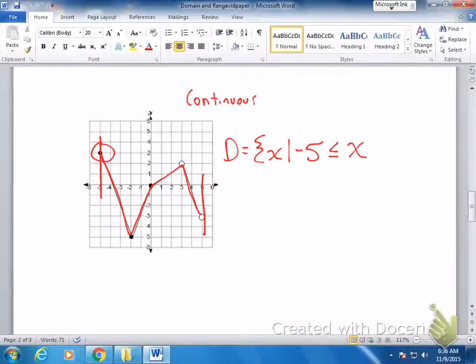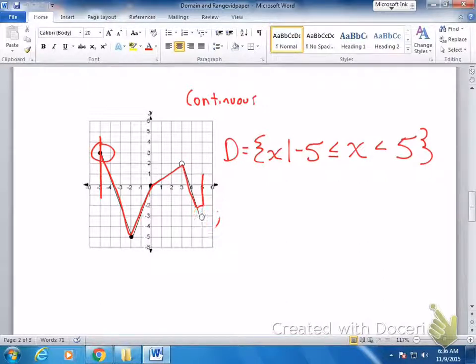And now this last point is all the way over here at 5. Well, all my x's and -5 have to be less than that, so x is less than 5. And since it's an open point, it stays that way. Remember, open points: less than or greater than; closed points: less than or equal to, greater than or equal to. I'll close my curly braces, and I have my answer.